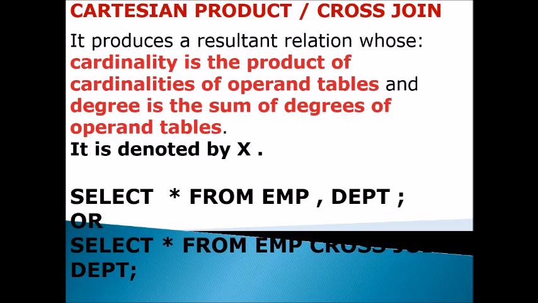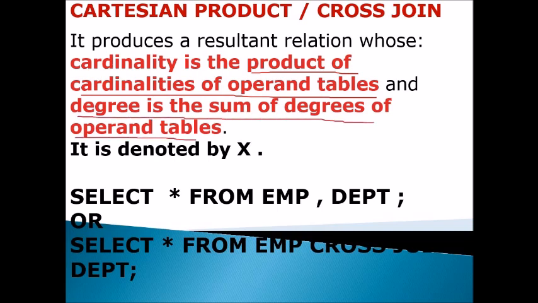Cartesian product is also known as cross join. It produces a resultant relation whose cardinality is the product of cardinalities of operand tables and degree is the sum of degrees of operand tables. So if you write select asterisk from EMP, DEPT, or you write select asterisk from EMP cross join DEPT, both are the same. So cross join is used to find the Cartesian product. It is cross join here.